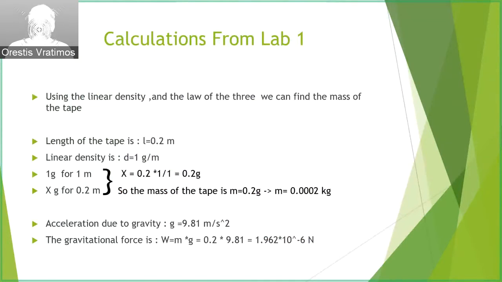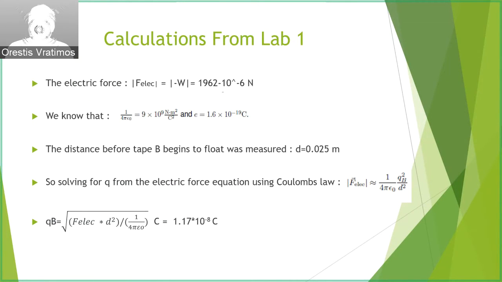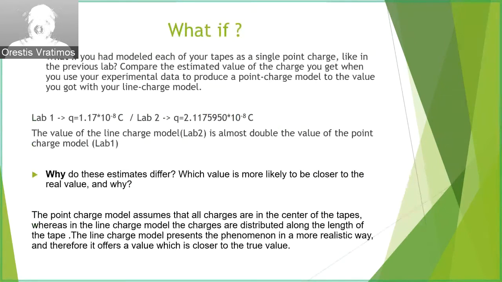So here we have our calculations from Lab 1 using the linear density and the length of the tape, finding the mass, and we have all the constants. Then we know that the electrical force is equal and opposite to the gravitational force, and we do all the calculations using Coulomb's law to find the actual charge. And we see that from Lab 1 to Lab 2, the charge value is pretty different. We see that the value of the line charge model is almost double the value of the first lab with the point charge model.